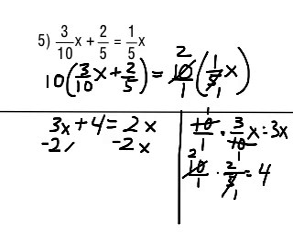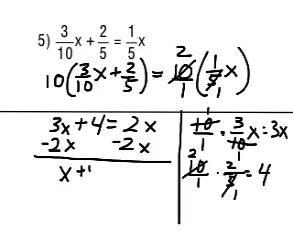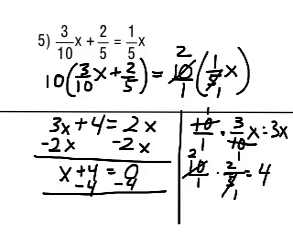Okay, you can't just move them over. You got to follow the rules here. So 3x plus a negative 2x is just 1x or x plus 4 equals 0. It's all right to have a 0 there. Now we're going to add a negative 4. And that gives us x equals a negative 4. That's our answer.